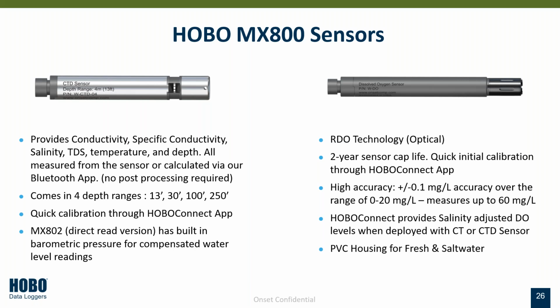The dissolved oxygen logger or sensor has a 2-year sensor cap. You calibrate that at the very beginning of your deployment, or the very beginning of initializing that sensor, and then you don't have to technically calibrate that sensor again for your 2-year life.